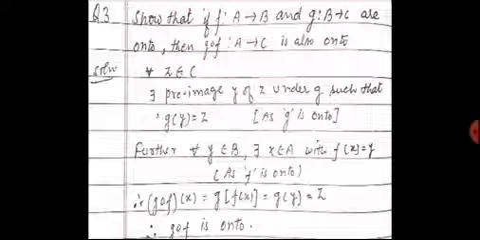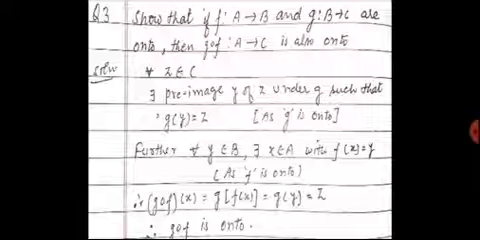Now question number 3. If f is a function from A to B and g is a function from B to C, and both these functions are onto, we are asked to show that F composite G will also be onto. Listen once more. F is a function from A to B. G is a function from B to C. Both these functions are onto.